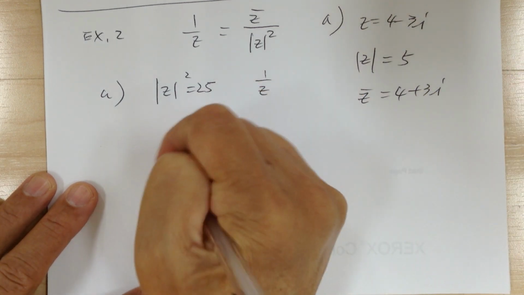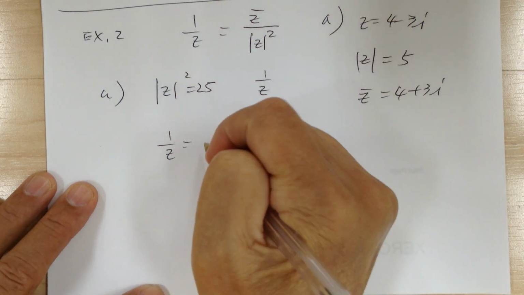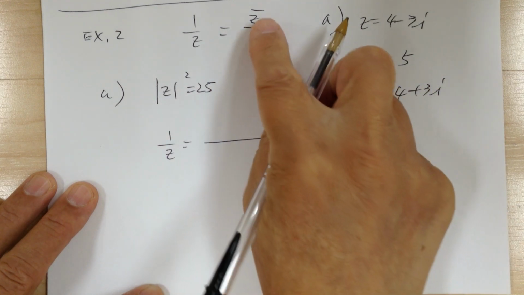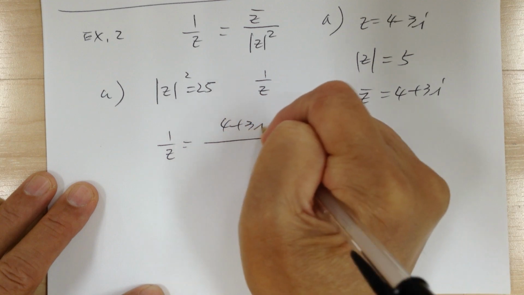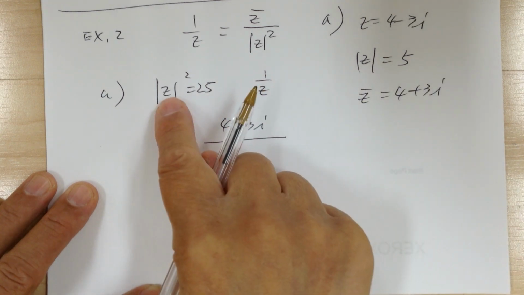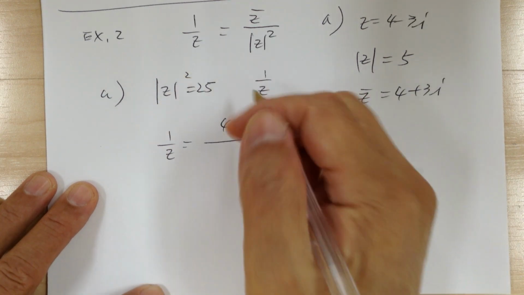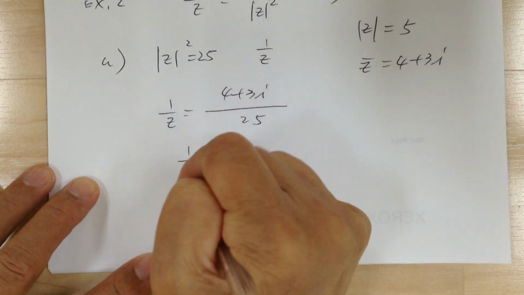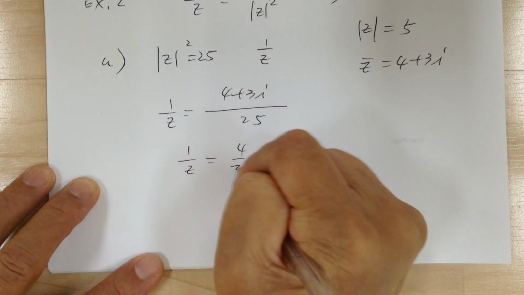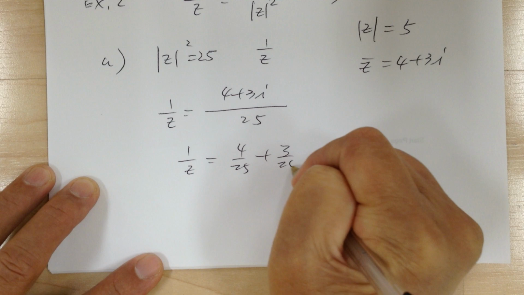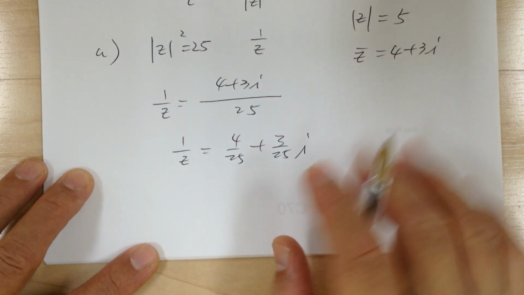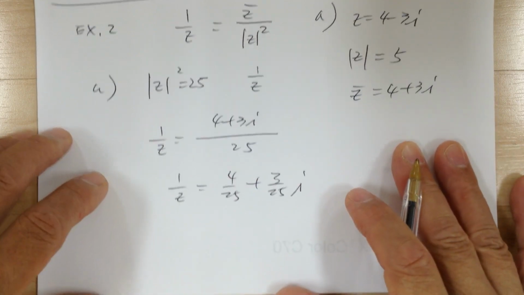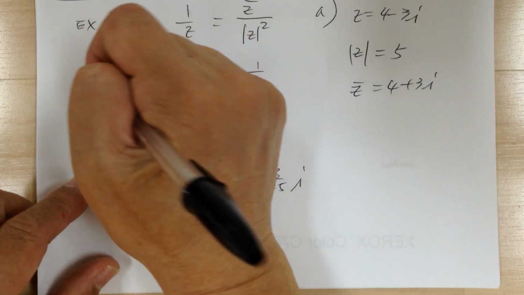So 1 over z, using this formula, will equal z conjugate, right? Conjugate of z would be 4 plus 3i over the absolute value of z squared, which would be 25. So 1 over z will equal 4 over 25 plus 3 over 25i. Okay, and you want to write it in the a plus bi form. So that's example 2a. Now let's go to example 2b.